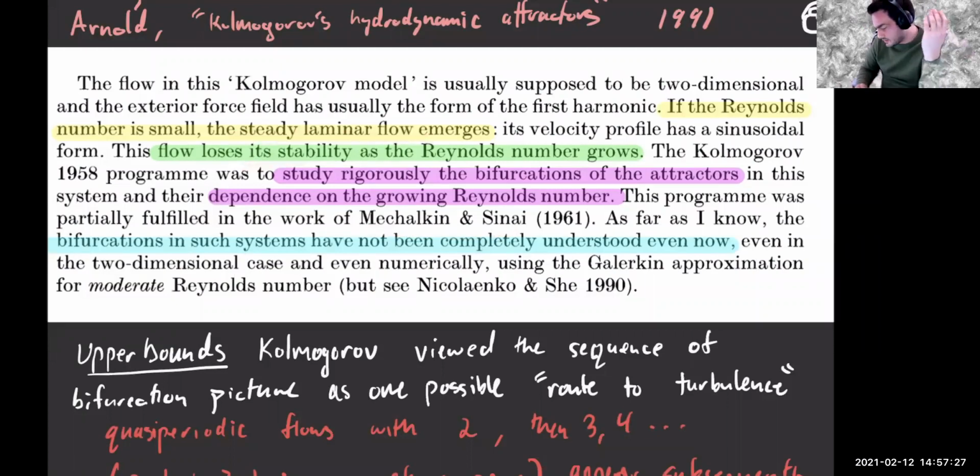And here he says bifurcations have not been completely understood even now. He doesn't mention a work of Yudovich, which actually is the next step beyond Meshalkin-Sinai, which is, I think, a very important work in this circle of ideas. So the first bifurcation is actually completely understood by the work of Yudovich. So we'll discuss his theorem and some of his proof here.